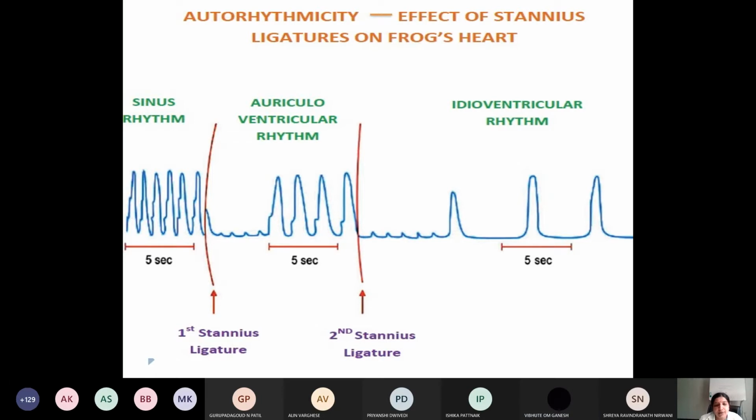Okay, so what happens here is, if you remember this graph properly, first is normal rhythm, that is called sinus rhythm. Then after ligating or tying the first Stannius ligature, it will be auricular rhythm, or auriculoventricular rhythm. After tying the second Stannius ligature, you are going to get the idioventricular rhythm. You must remember the names of each one of these.